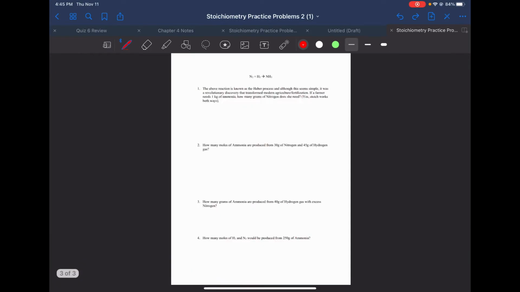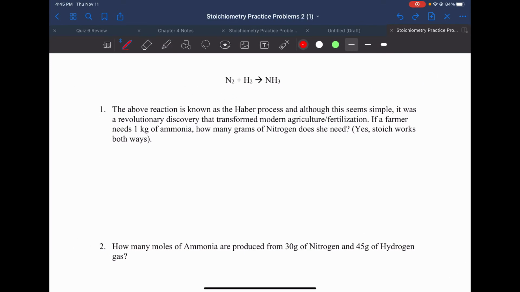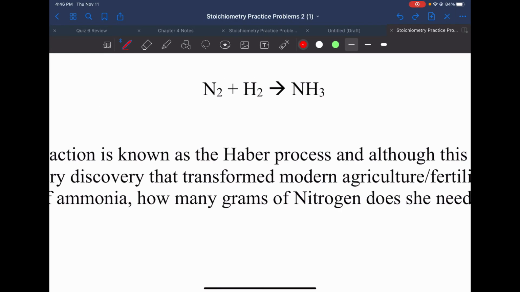All right, last page. So this is a Haber process, which is pretty cool. I think it was done in the early 1900s. Did a lot of incredible things in terms of modern day agriculture. So I'm going to give you a second to balance it out. So go ahead and pause the video if you need time to balance. All right, if you're back, that means you balanced it. So you should have gotten 3 and 2.